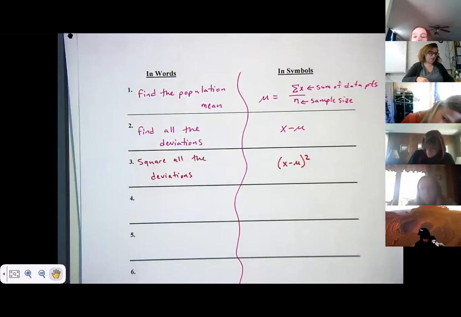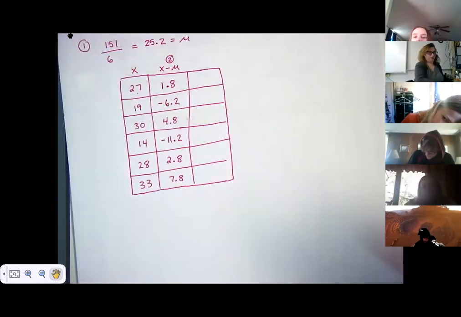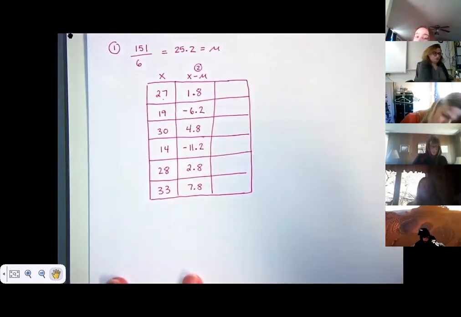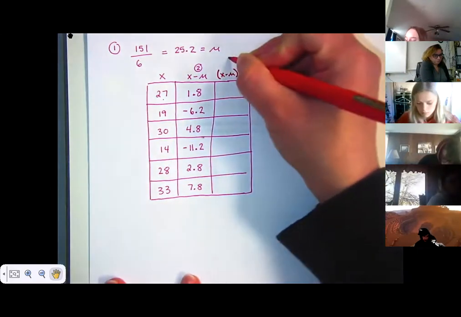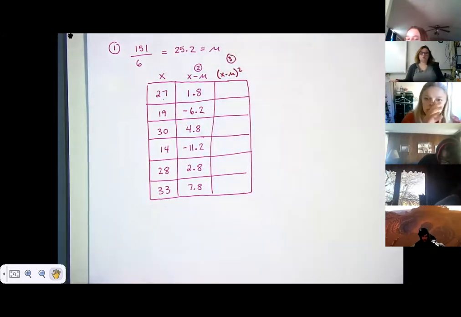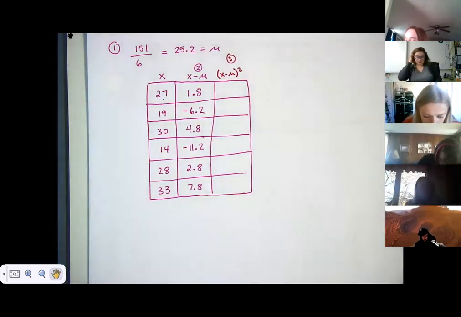Okay, I'm going to randomly pick some people in class to fill out this column, which is x minus mu squared. That's our third step, which means you're going to square every single one. So go ahead and do that work right now. You should be doing all 6, squaring them.